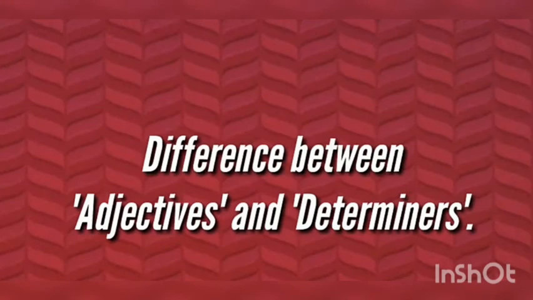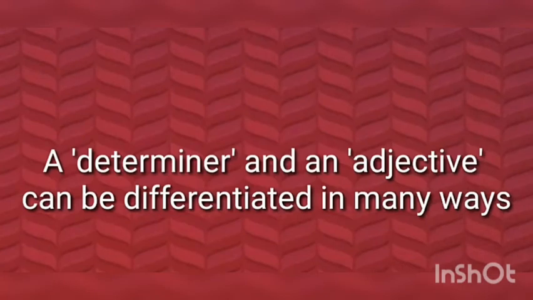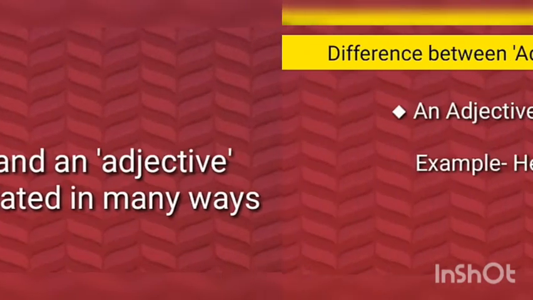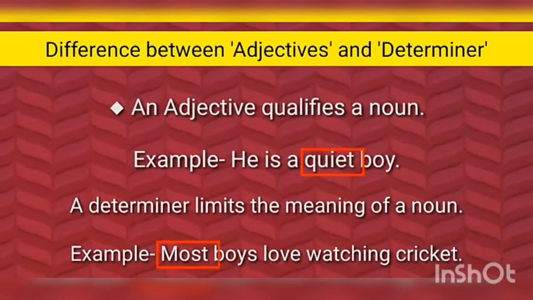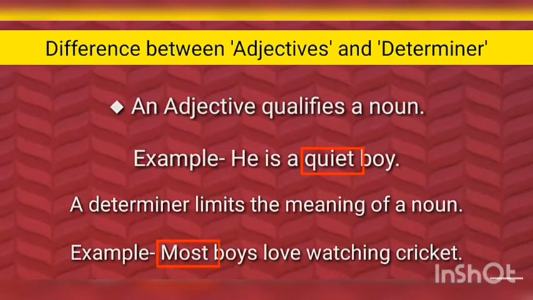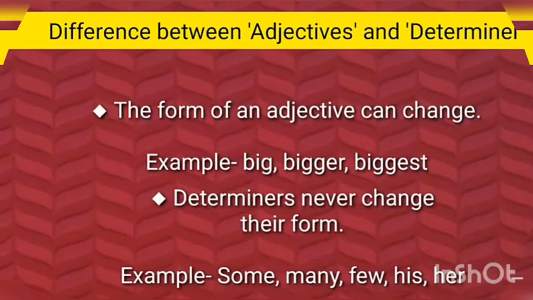Sometimes determiners and adjectives might look similar, but they can be differentiated in many ways. First difference is that an adjective qualifies a noun. For example, he is a quiet boy. Here the word quiet is an adjective which is qualifying the noun boy. Whereas a determiner limits the meaning of a noun. For example, most boys love watching cricket. Here the word most is limiting the meaning of the noun boys.